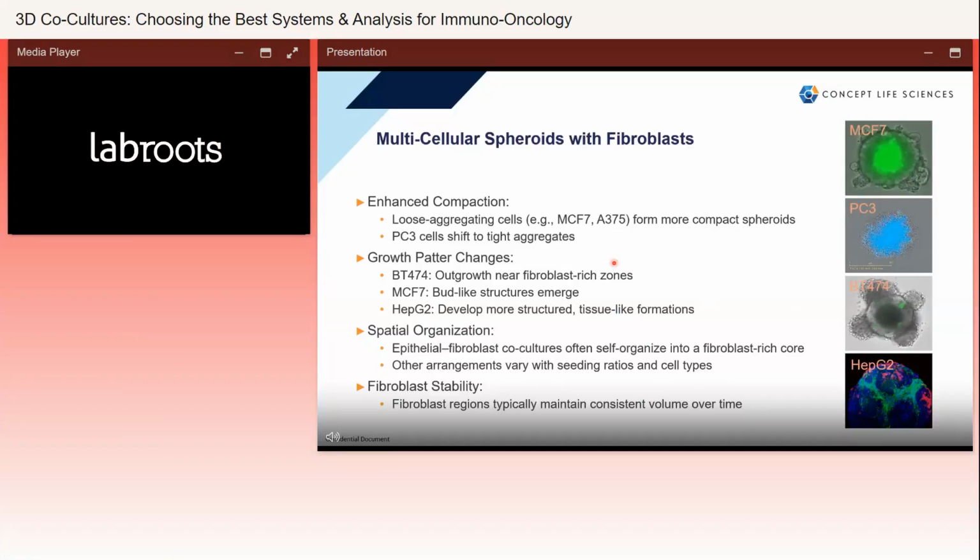And then you can also get much more complex structures forming, so HepG2s. Looking at this case, we've got a band of cancer cells labelled in red, so that's pan-CK, and we've got the fibroblasts labelled with PDGFR beta. And you can see these bands of cells, and obviously there are quite complex interactions ongoing here.